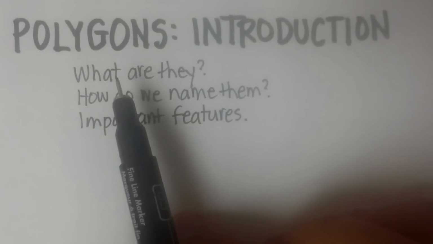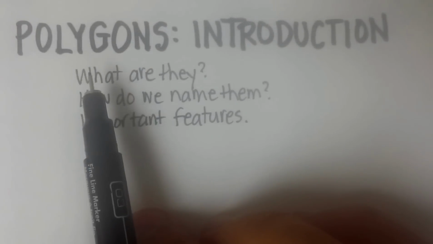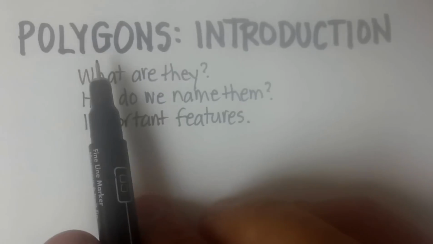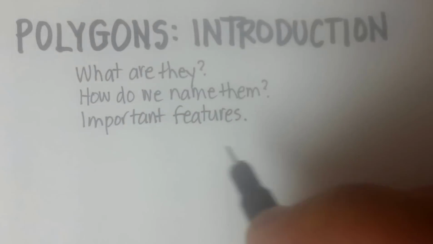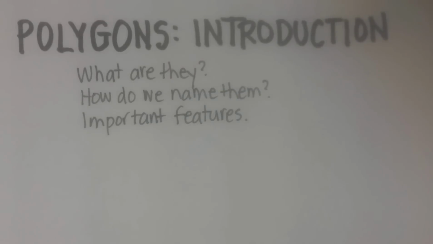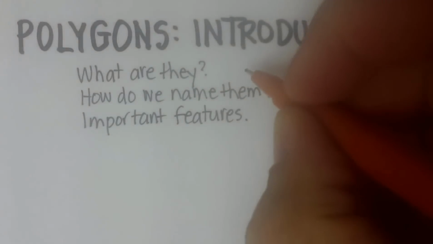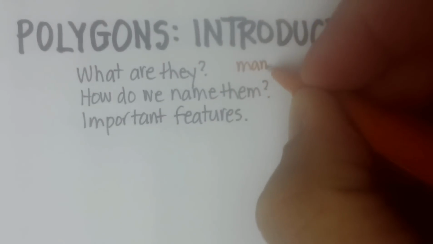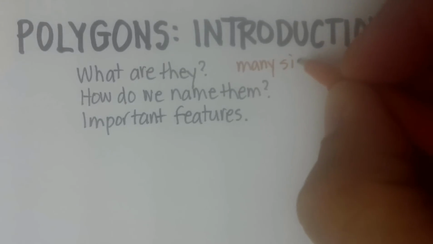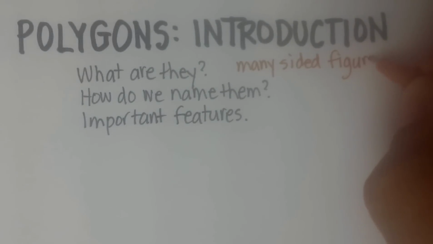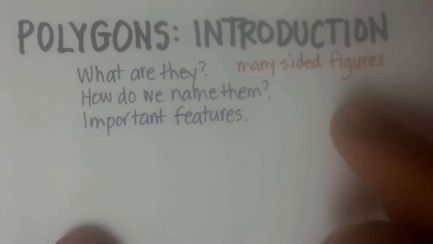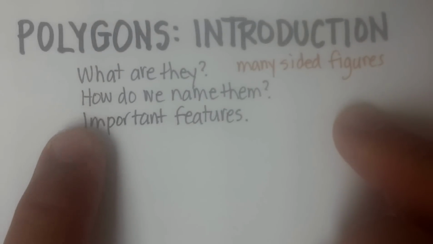What are they? Well, if you look at the word polygon, you'll see that the prefix poly means many. And that's very appropriate because polygons are many-sided figures. So let's write that up. So they're many-sided figures. And that leads us right into the second part, which is how do we name them?